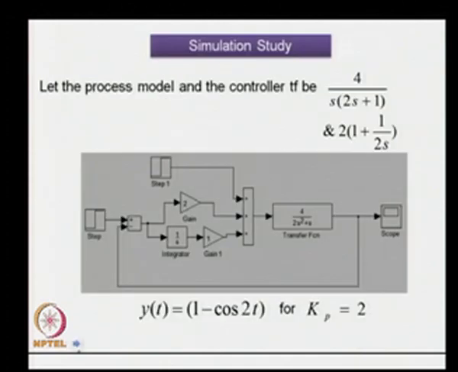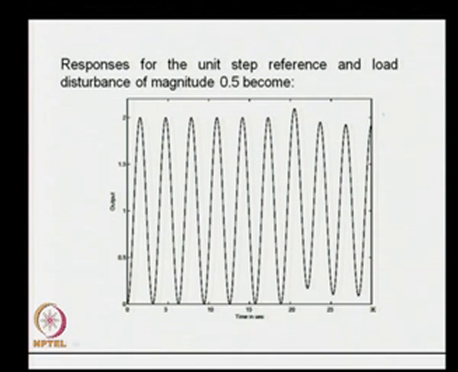Let us see the simulation study of the same system give us a response of this form. This is the response shown for the unit step reference and load disturbance of magnitude 0.5 applied to the closed loop system. As expected, the output is oscillatory. Although the output is not exploding, still it is not the desired output, since the output has to be unity, as the reference was r(t) equal to 1.